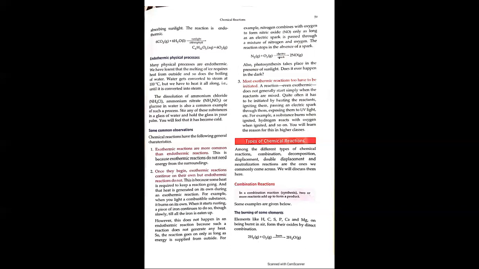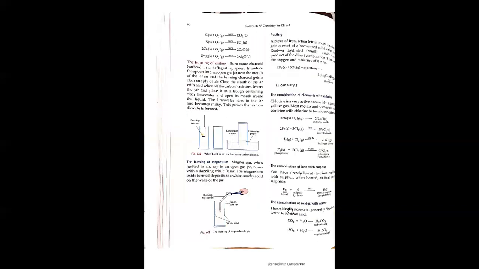Some elements like hydrogen, carbon, sulfur, phosphorus, calcium, and magnesium, when burnt, form their oxides. So this is a direct combination. Carbon plus oxygen gives carbon dioxide. Sulfur plus oxygen gives sulfur dioxide. Calcium plus oxygen gives calcium oxide. So all these are combinations in which two reactants combine to give a product.